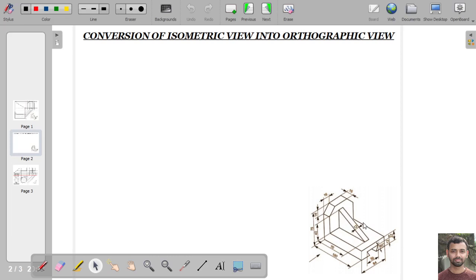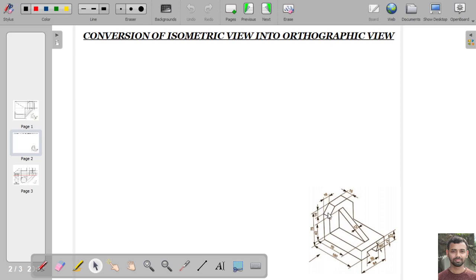Now, we generally place this object in the first quadrant. You all know that if we place an object in the first quadrant, then we get the front view of the object above the reference line, the top view below the reference line, the right hand side view in the left profile plane, and the left hand side view in the right profile plane. So these we know.